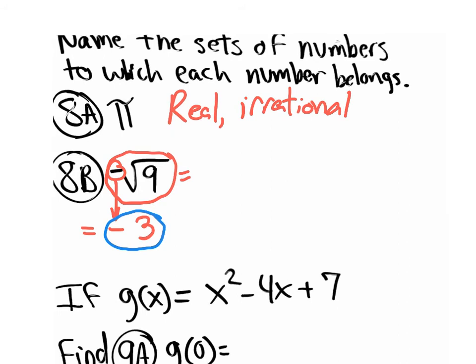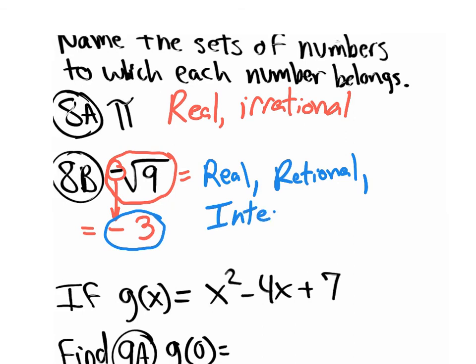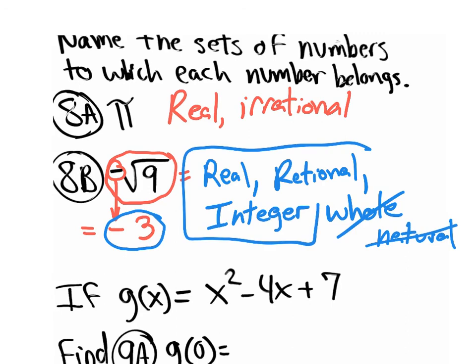Now, it's definitely real. It's definitely rational. It's definitely an integer. Is it whole? No. It's not whole. And it's not natural, obviously. So all you're looking for is these three listed on your multiple choice options.